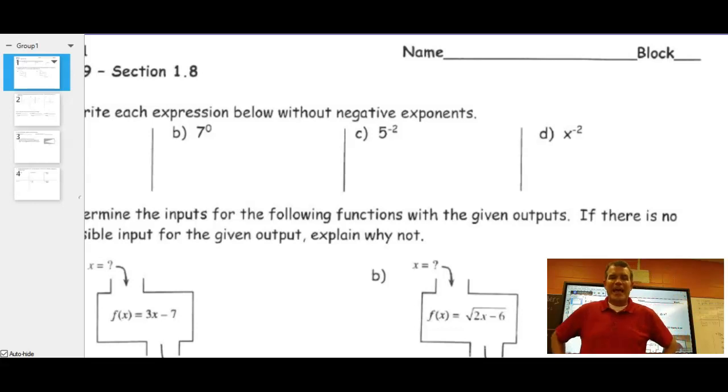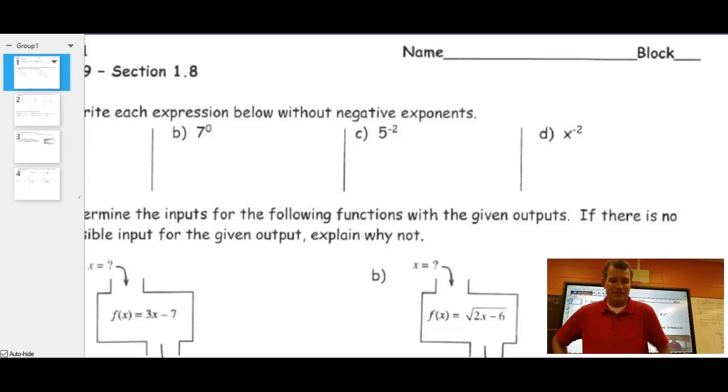For number 3, A, yes, it's a function because each input has exactly one output, right? It passes the vertical line test. B, yes, same reason, each input has exactly one output. And C, no, it's not because, for instance, the input 0 has two outputs, one at maybe negative 0.5 and one at 2.5.